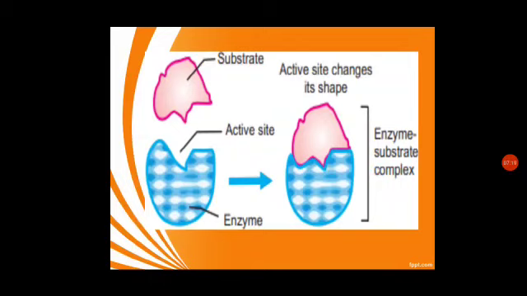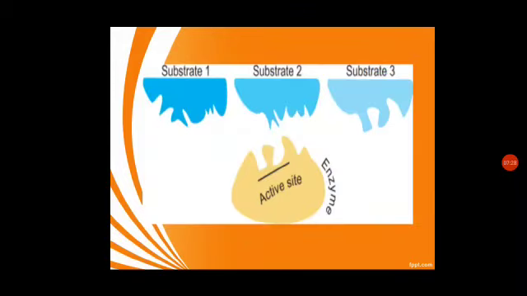In this diagram, you can also see the ES complex or enzyme substrate complex. Here in this diagram, the enzyme has 3 active sites and there are 3 substrates, so they can bind to the enzyme and the product is formed.